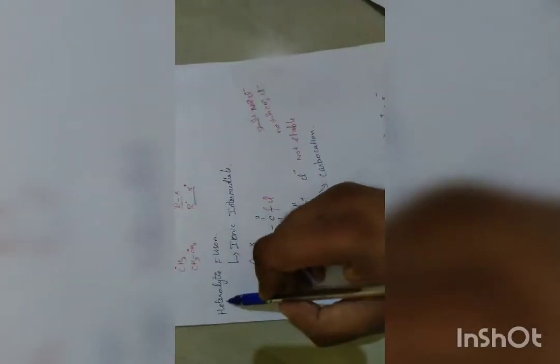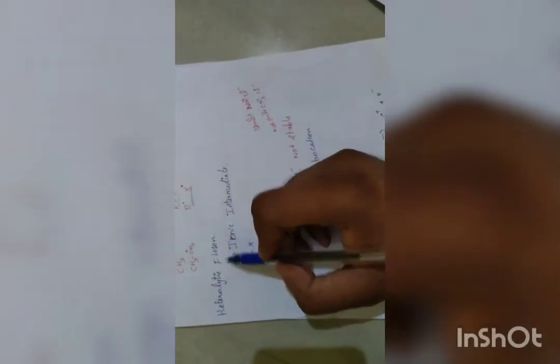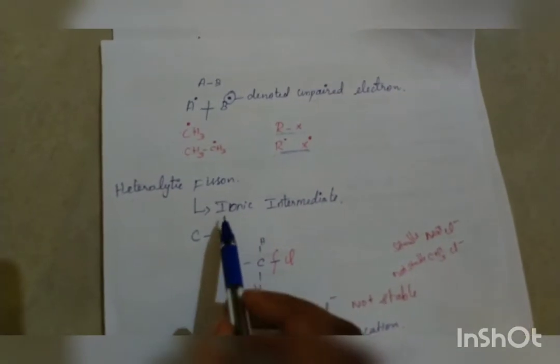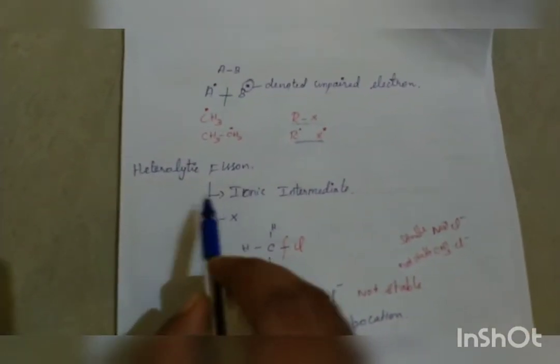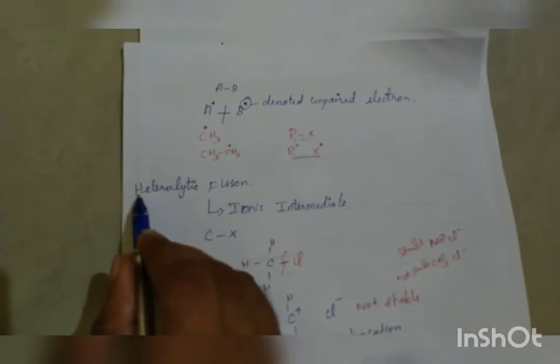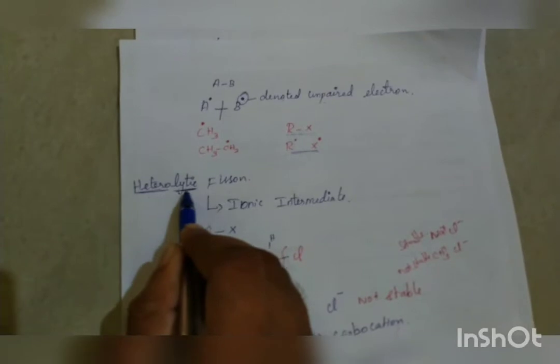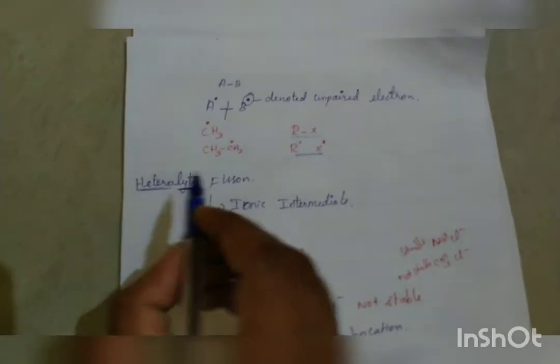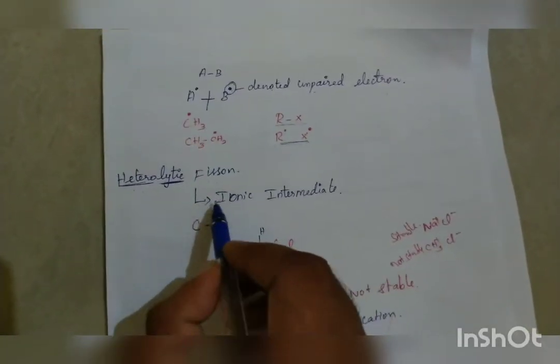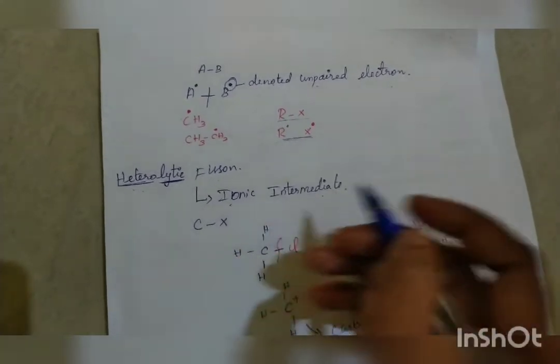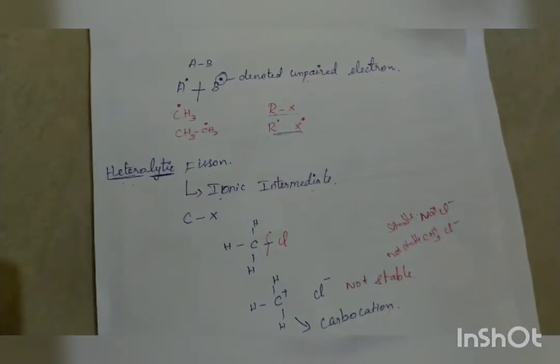Next one is heterolytic fission. What is meant by heterolytic fission? Here no free radical is possible. Hetero means different. Already we know lytic means decomposing. Now, ionic intermediate. What is meant by ionic? Ionic means ions.